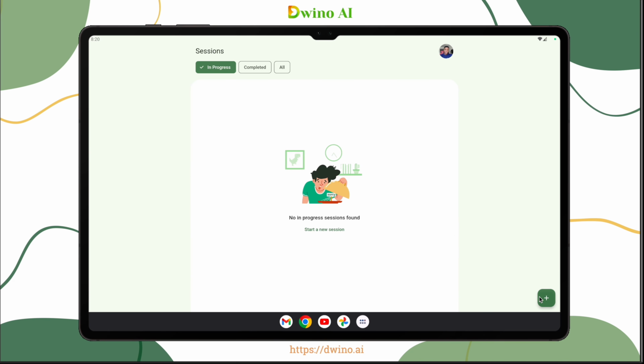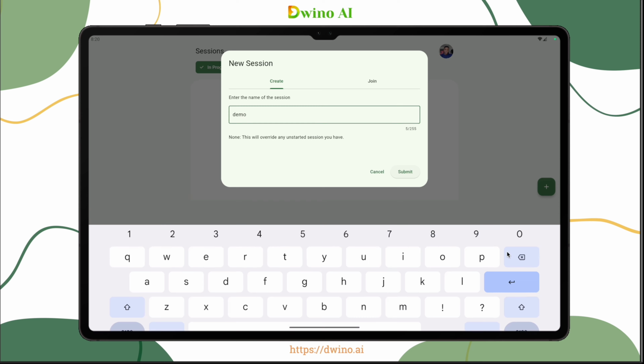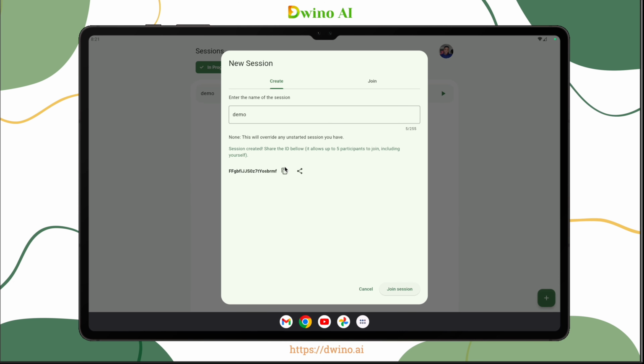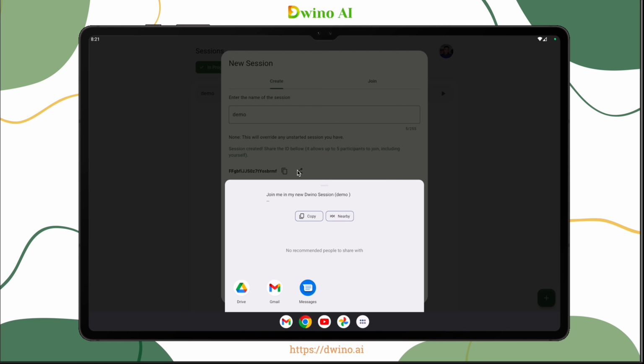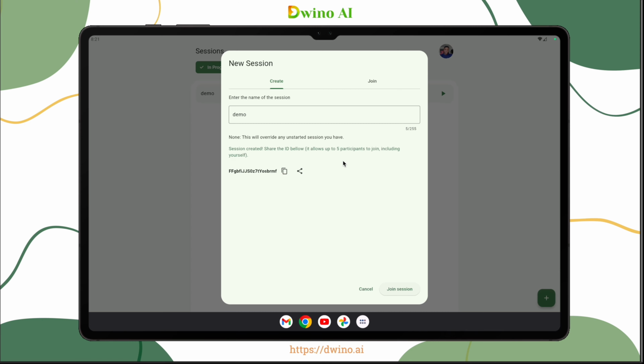By the way, when you create a session in Dwino AI, you can share your session with other users and you can both join the same session and have a real-time collaboration. I mean, they can see what you are drawing, they can hear you, you can hear them, you can see what they are drawing or writing. And guess what? You can both interact with Dwino AI.